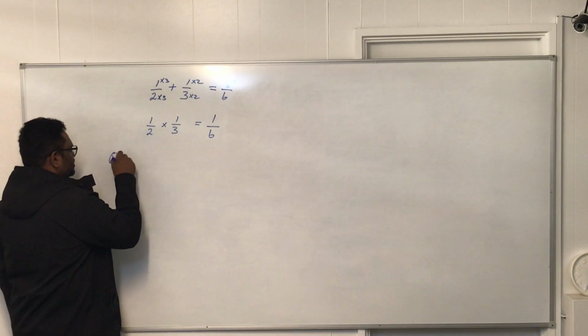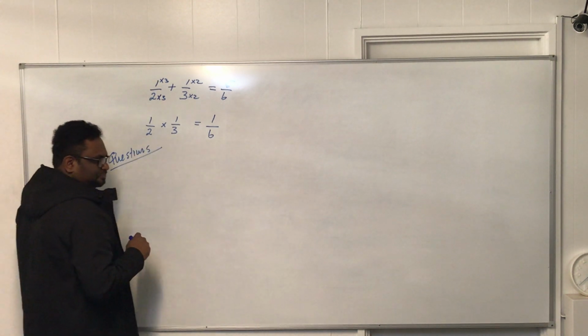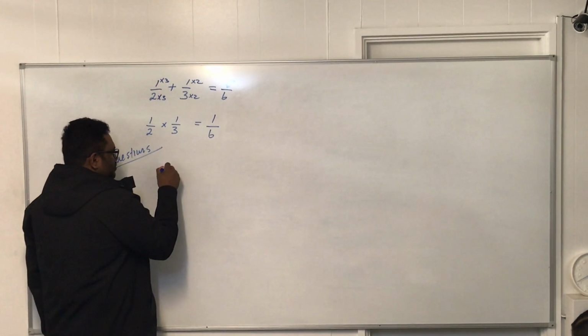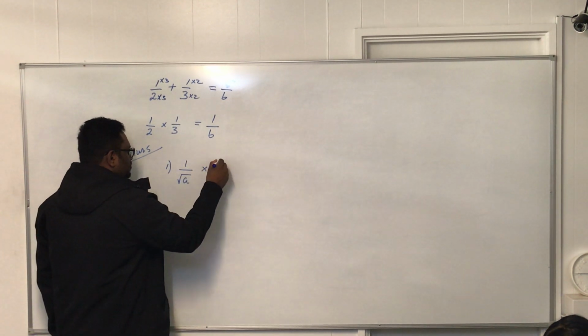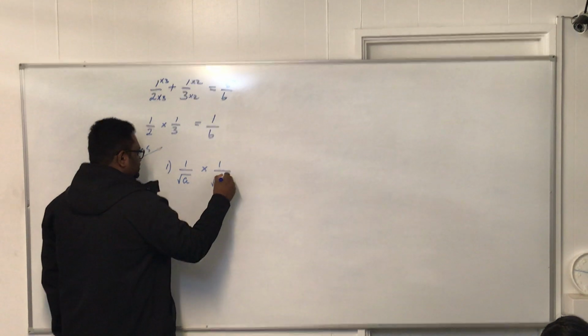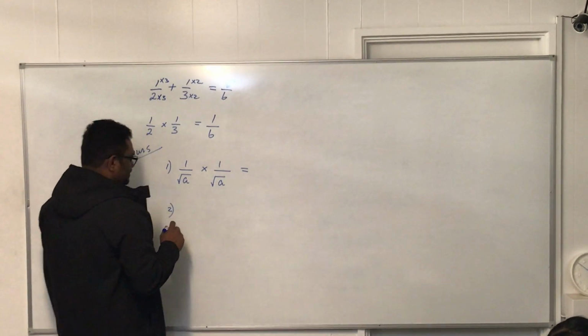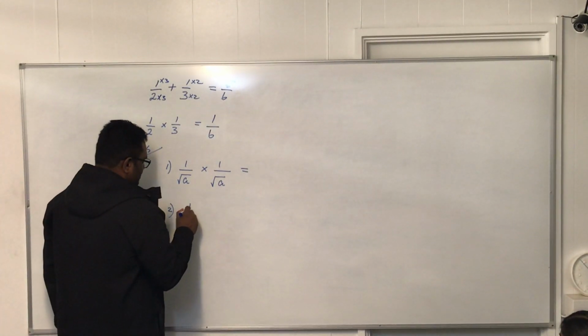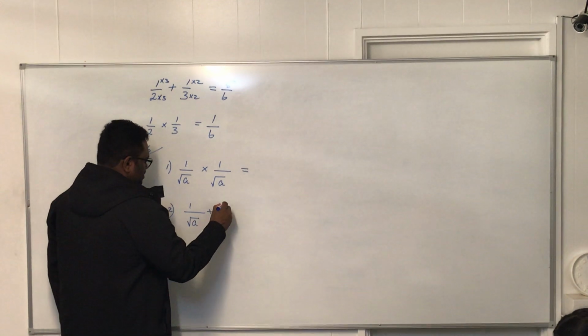Questions? Do this for me. First question. 1 divided by square root of a times 1 divided by square root of a. Okay, just give me the answer. Don't tell the answer because others will just copy.